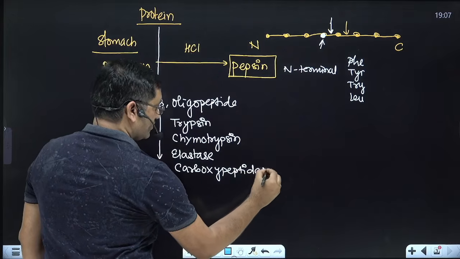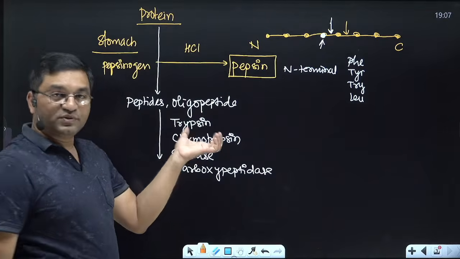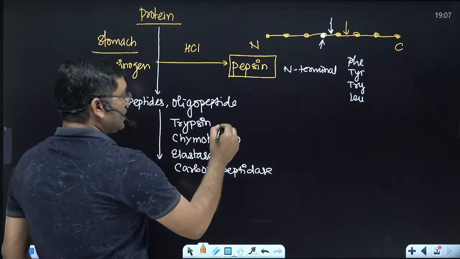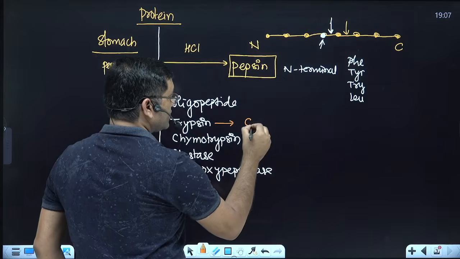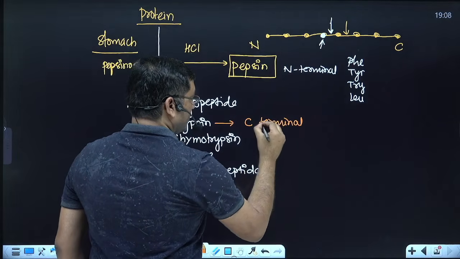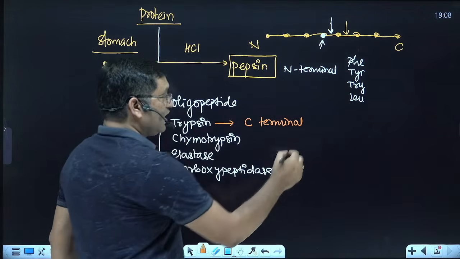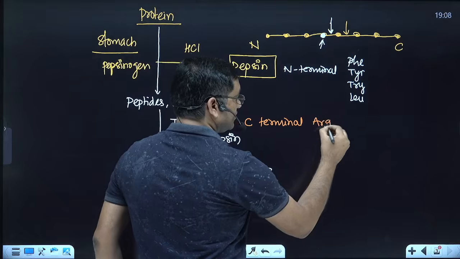Carboxypeptidase A and B. Now see, this trypsin will act on the carboxyl terminal. It acts on the peptide bond formed by the carboxyl terminal arginine and lysine.